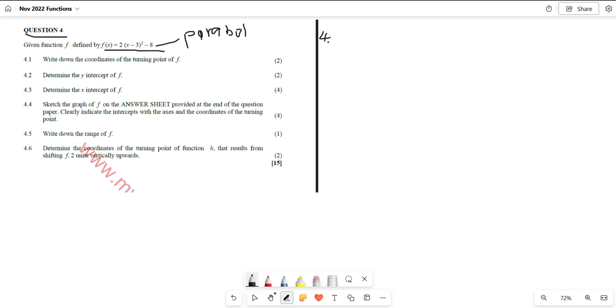4.1. Now, already from here, we understand that this is the standard equation of a parabola in turning point form. It means the turning point is already given to us. As the p, we have the p here.